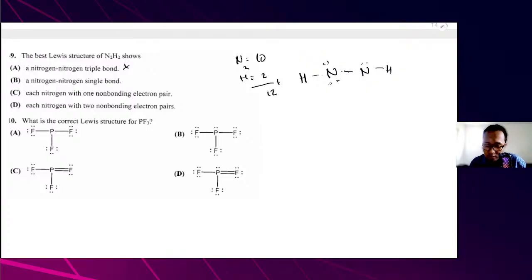But let's check the lone pair. Each nitrogen with one non-bonding electron pair? No way, there is no way. It should be each nitrogen with two non-bonding pairs. No, so the answer will be B. This one is not correct. Number 9 is not B, bro.